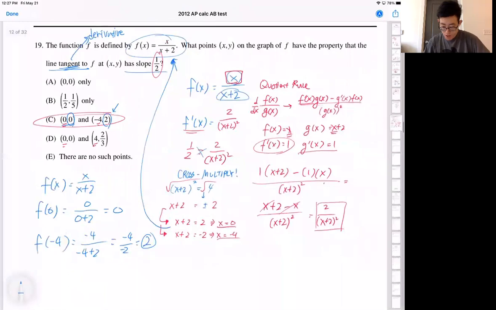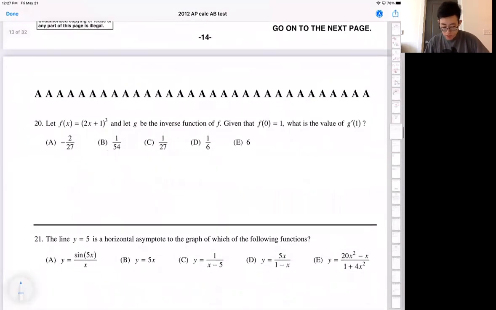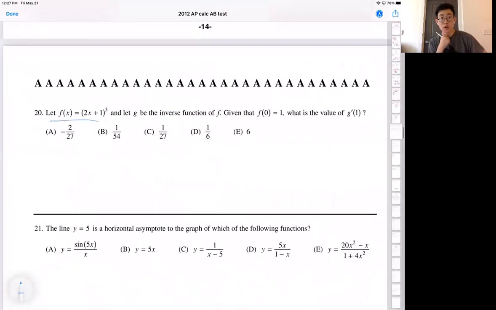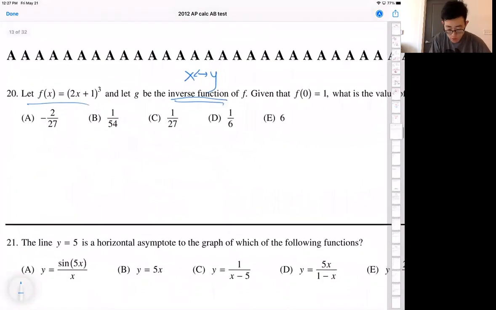Okay. All right, last question, number 20 for this video. Let f of x be (2x plus 1) to the power of 3 and g be the inverse function of that. Okay, so inverse function means your x and y have been swapped. So if, let's say, for example, I'm going to call this y here. y is (2x plus 1) to the power of 3.